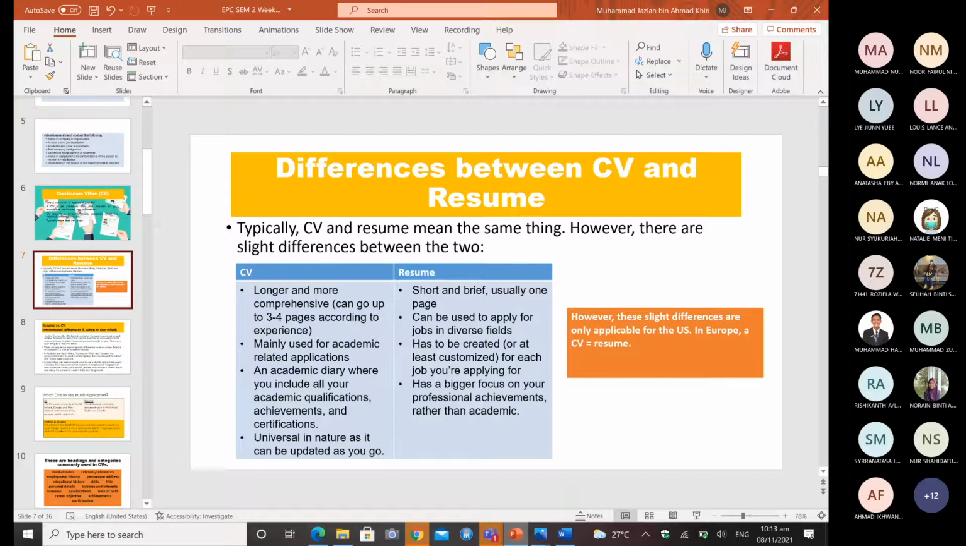Besides that, ladies and gentlemen, whenever you write a resume, it has to be created or at least customized for each job you are applying for. In other words, for a CV and a resume, both of them have to be customized basically, yeah? Both of them have to be customized, and the skills in particular for the job you are applying for, try to match it with what the employer is looking for.